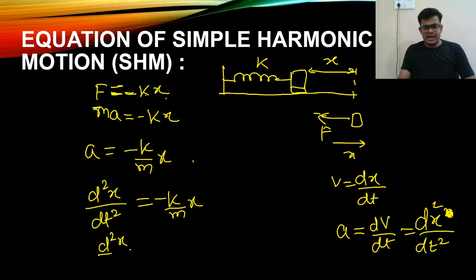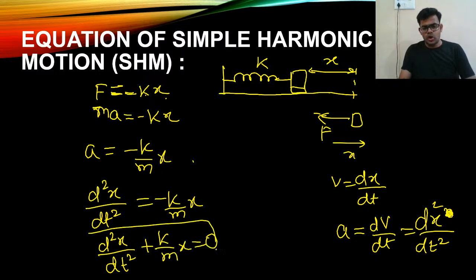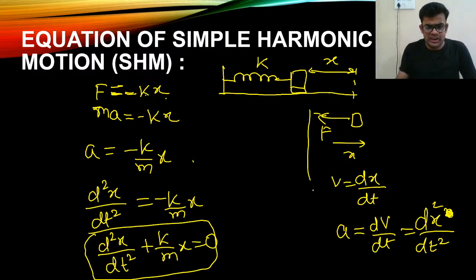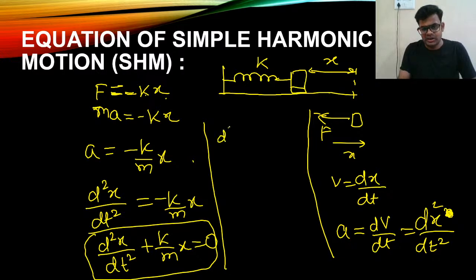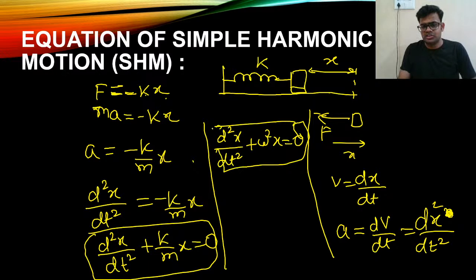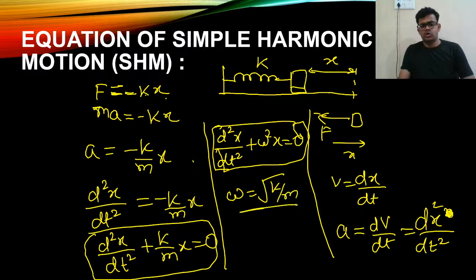Now I can write d square x upon dt square plus k by m into x is equal to 0. This is called the differential equation of SHM. Now I will modify it: d square x upon dt square plus omega square x is equal to 0. So remember this equation always. This is the differential equation of SHM. What is the value of omega? That is root of k by m.